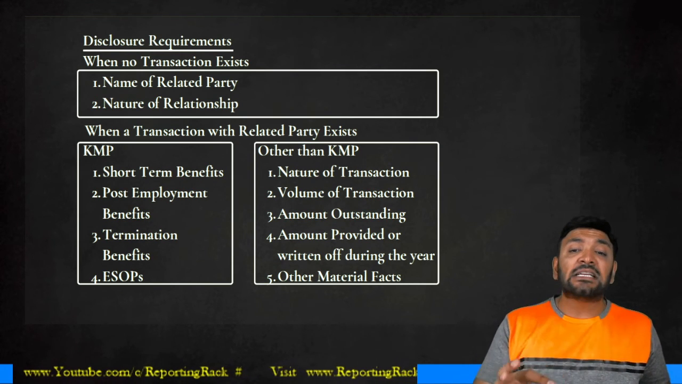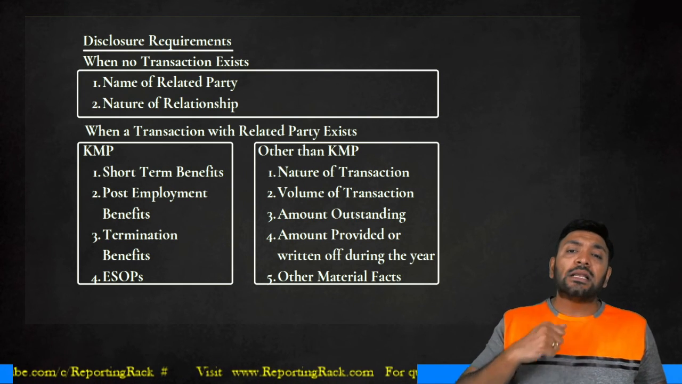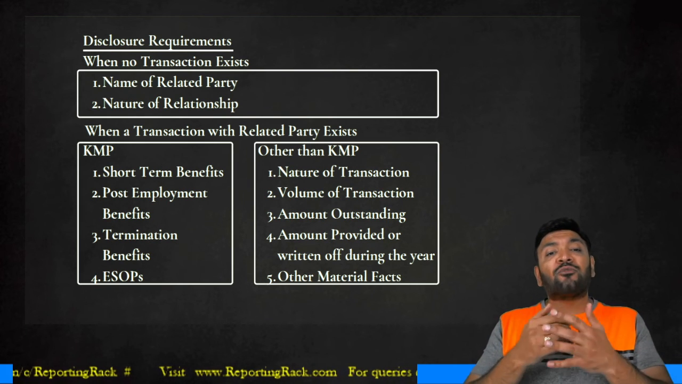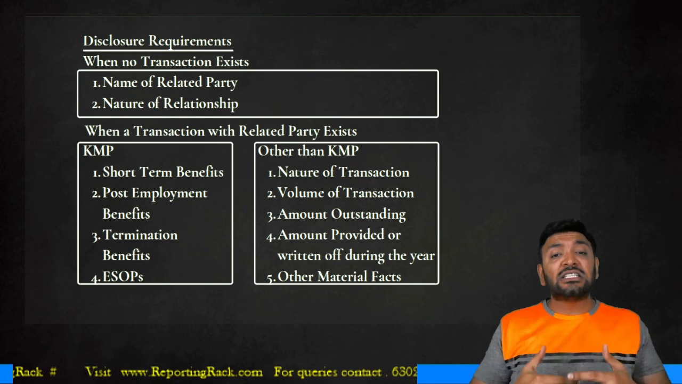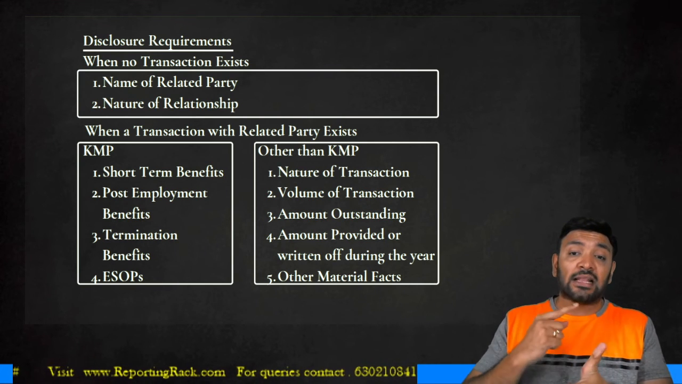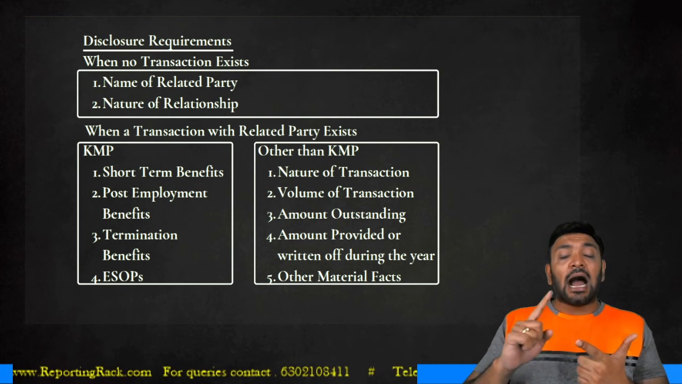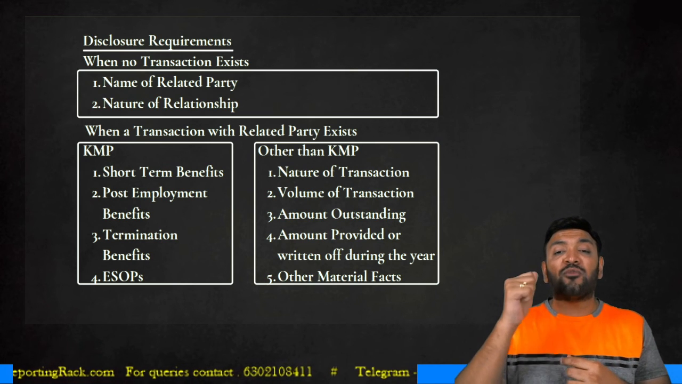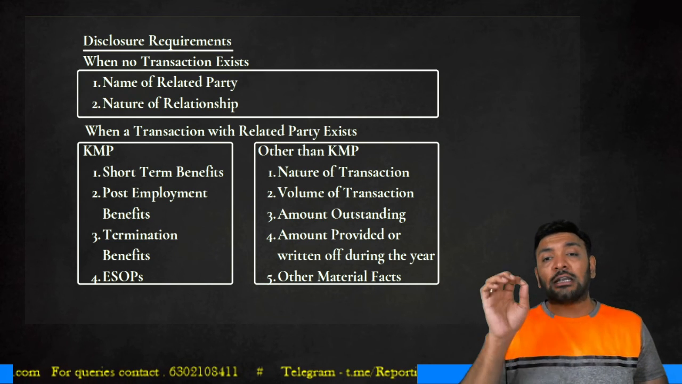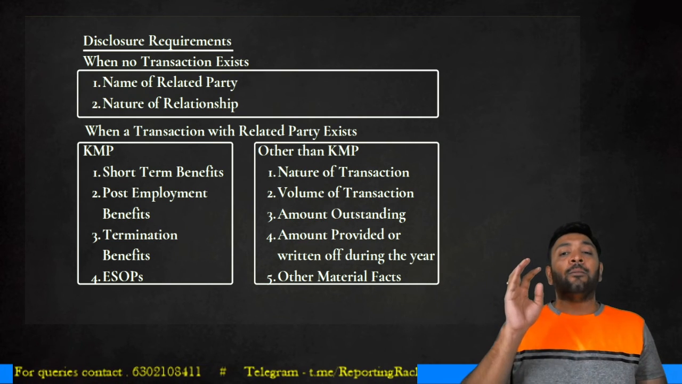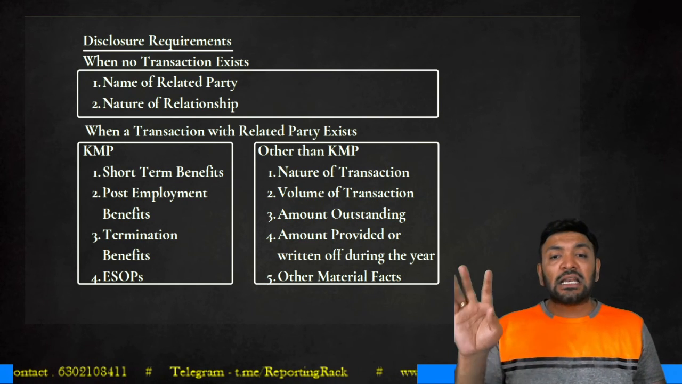But if there is a transaction which exists in the preceding financial year, then you will have enhanced disclosures. What are the increased disclosures? Apart from the name of the related party and the nature of relationship, additional disclosures are: what is the nature of transaction that you had with the related party? What volume did you transact with? I've transacted with the related party for purchase of raw material during the previous year. I totally purchased 140 crores of raw material from my related party. For this, at the end of the balance sheet date, so and so amount is still outstanding to be paid.